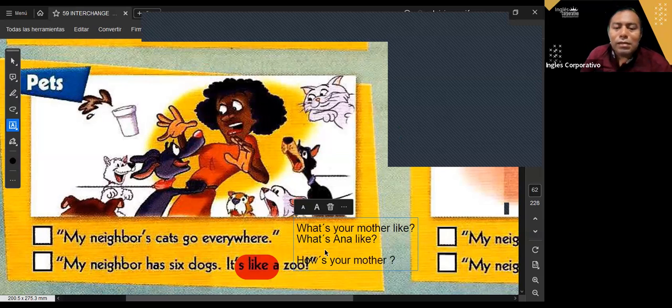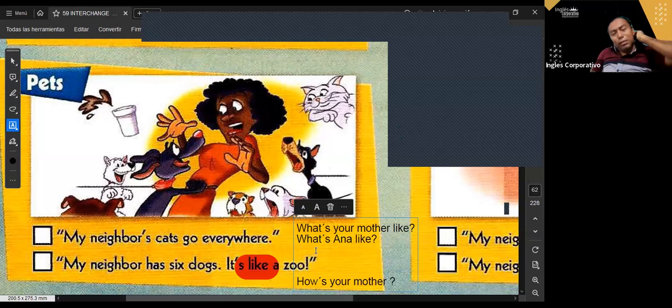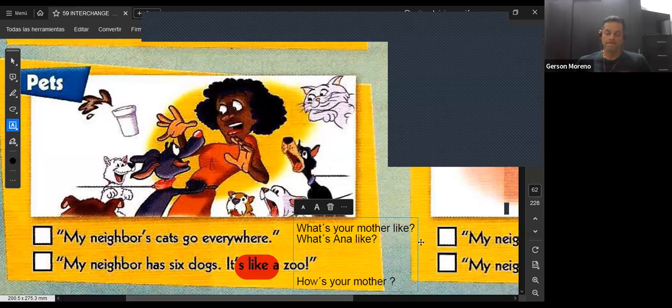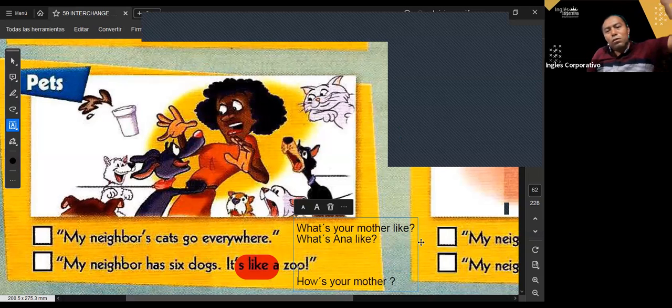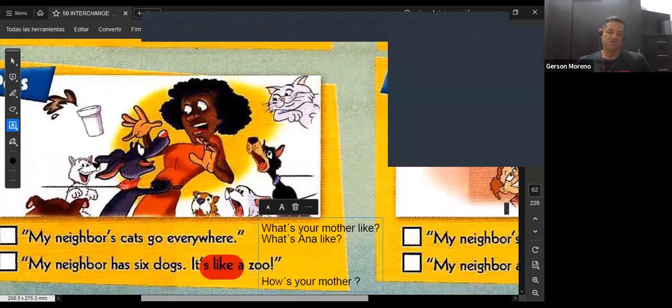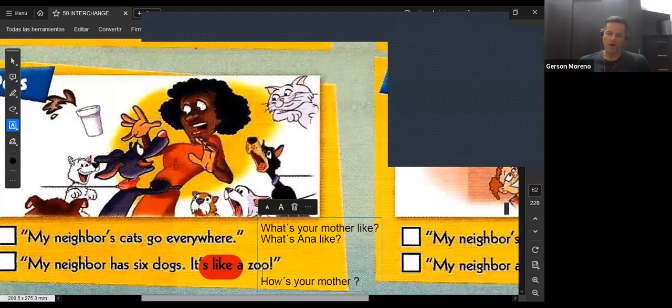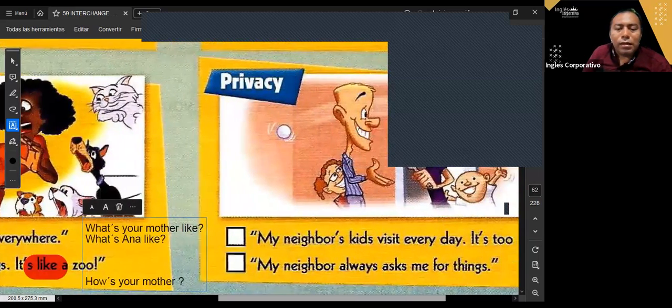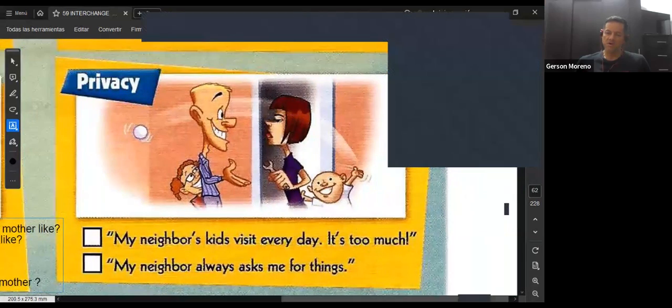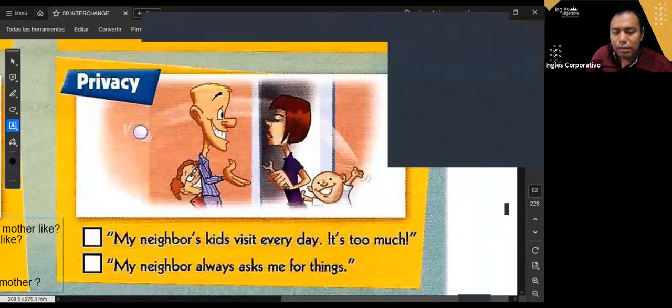So in this case that you are asking about what's your mother like, you are asking about the physical description, about the emotional description. And how's your mother is like, how are you? How is your mother? Oh, okay. How's your mother? She's fine. She's nice. But what's your mother like is the physical or emotional description. She's serious. She's strict. She's tall. She's short and so on. And she's hungry. She's angry. It's okay. She's angry. Okay.